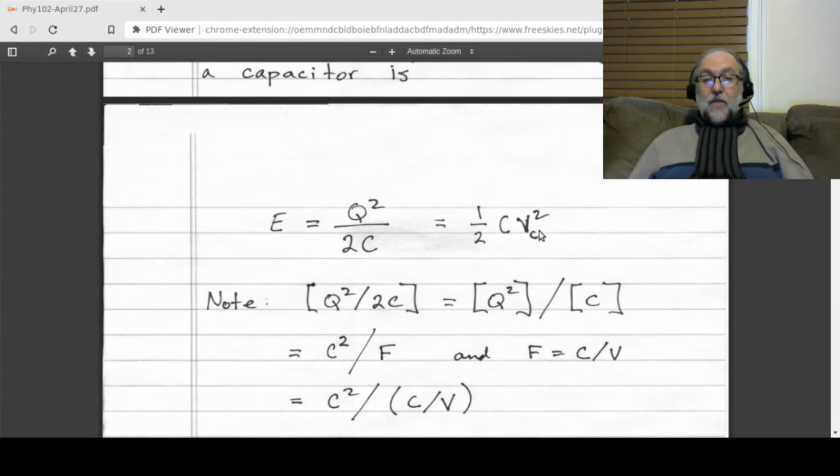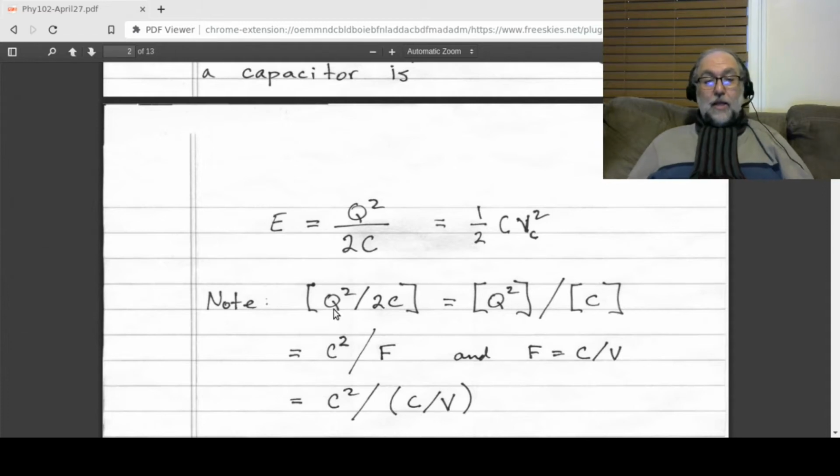Another way is 1/2 CV squared, where V again is the voltage across the capacitor. We're going to use both of these forms later, so I'm introducing them right now. I'm giving them to you without derivation, so let me at least show you that the units work out correctly. You expect the units to be joules.